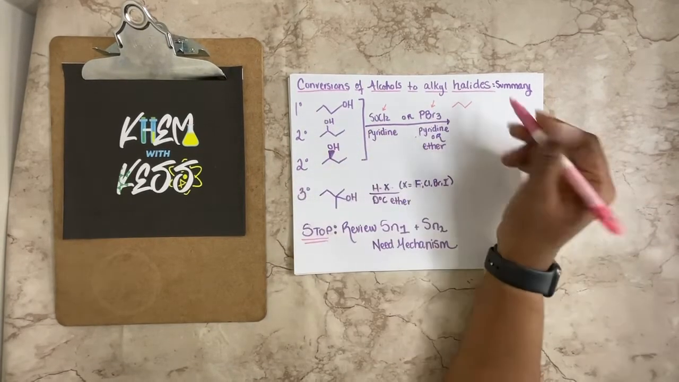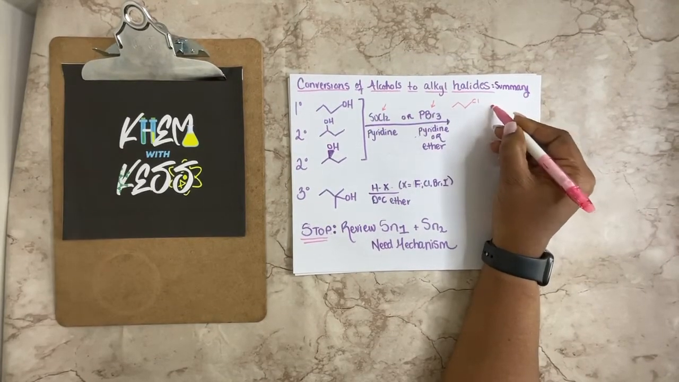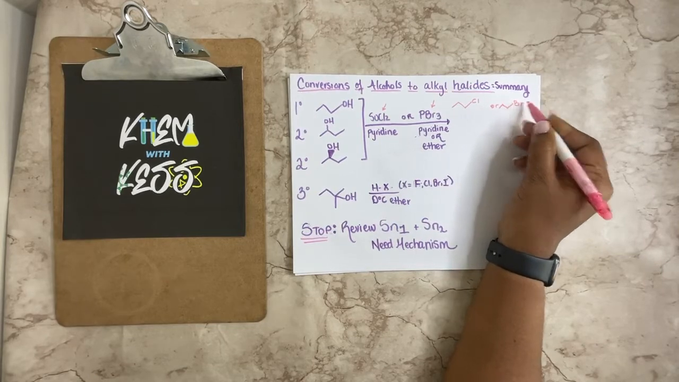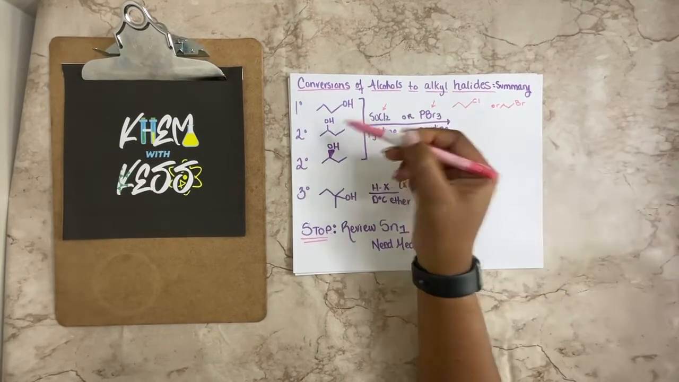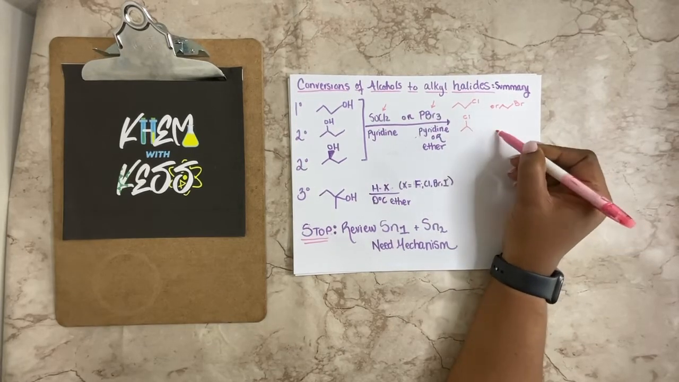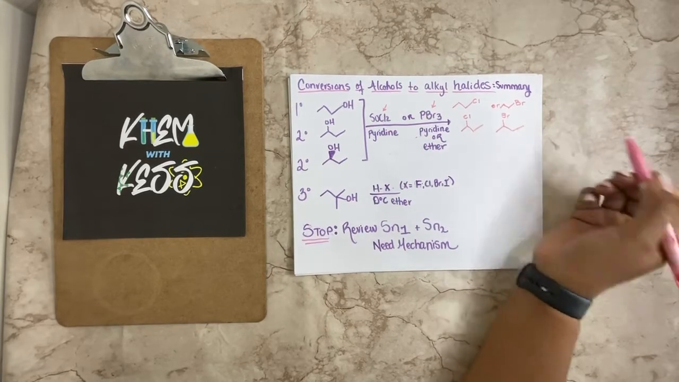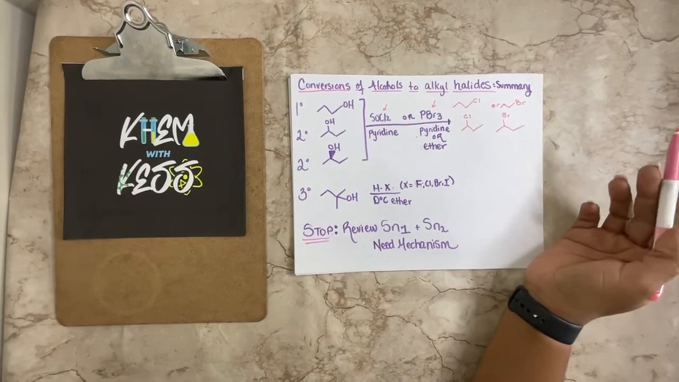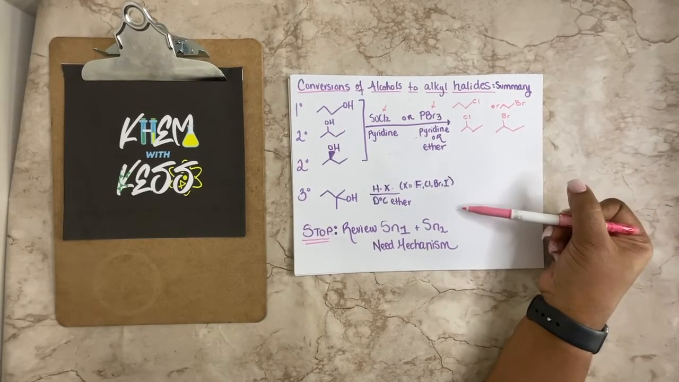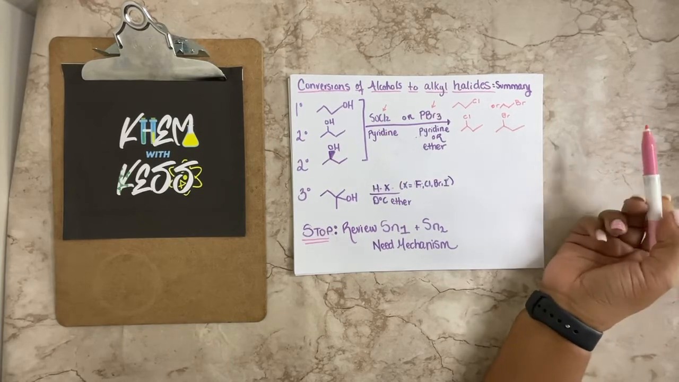So if I use SOCl2, change it to Cl. If it were a Br, then it would look like this. Simple enough. Same thing with the secondary alcohol. If you use the SOCl2 or if you use the PBr3, these are the structures you would get. Now, recap. What did I say to do at the bottom? Stop, review SN1 and SN2, and you will need the mechanisms.